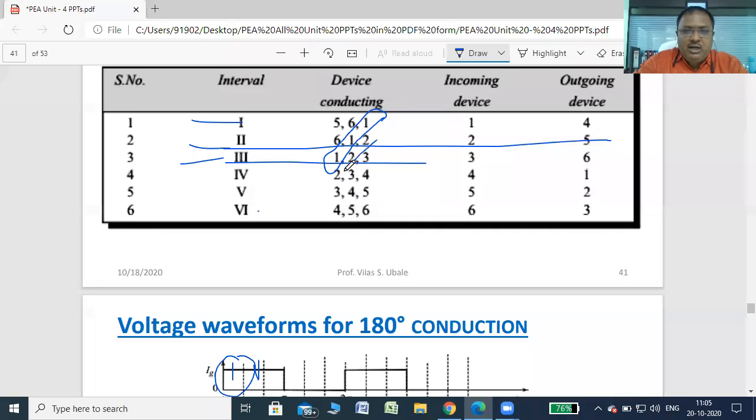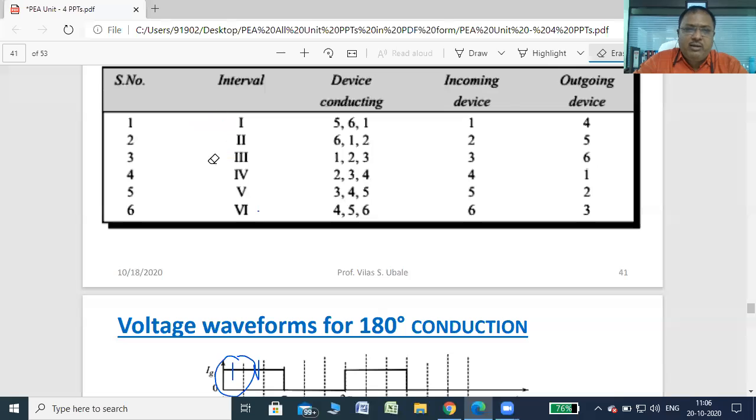Similarly, device 2 is on in intervals 2, 3, 4. Device 3 is on in intervals 3, 4, 5. Device 4 is on continuously for intervals 4, 5, 6. Device 5 is on for intervals 5, 6, and 1. And device 6 is on for 6, 1, and 2, right? So every device is on for 180 degrees, right?